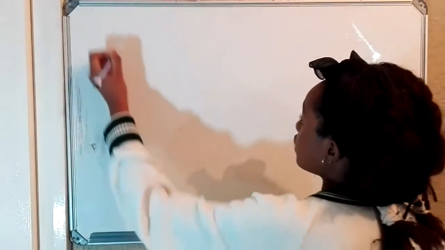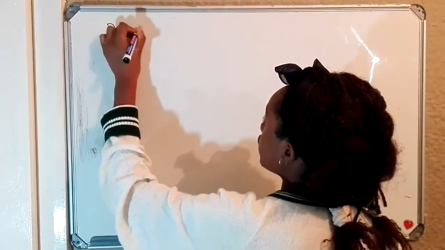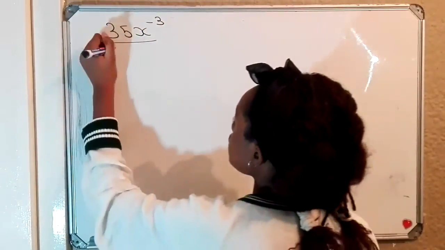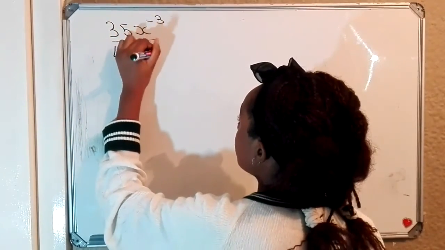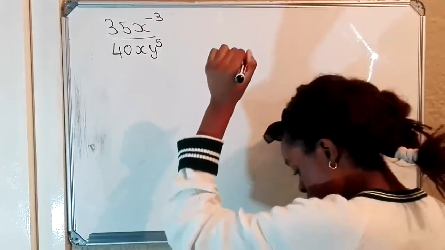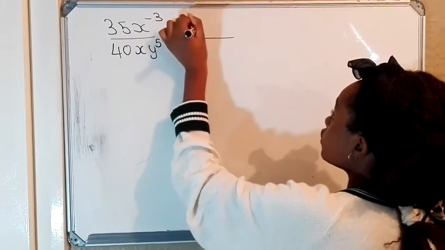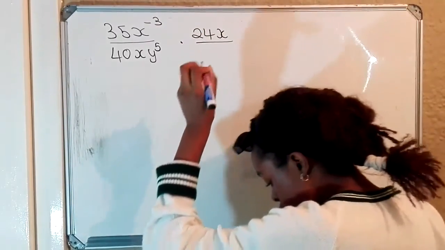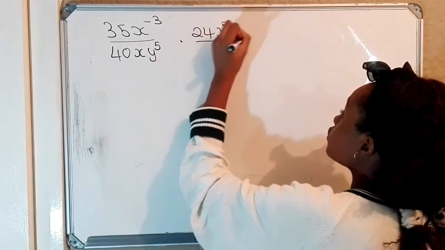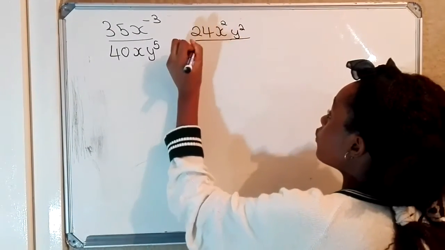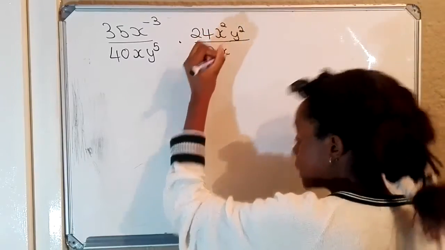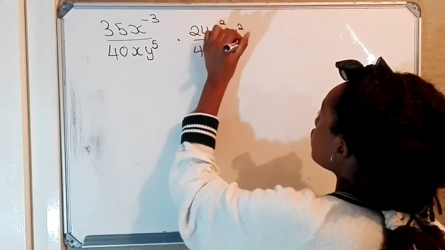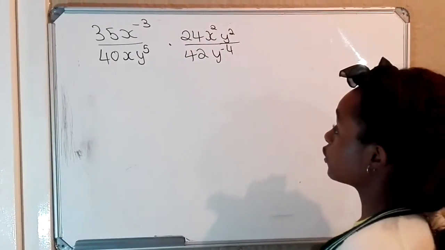Here's another one. Say we have 35x to the minus 3 over 40xy to the 5 multiplied by 24x squared y squared over 42 y to the minus 4. Feel free to pause the video and try this one on your own, okay?